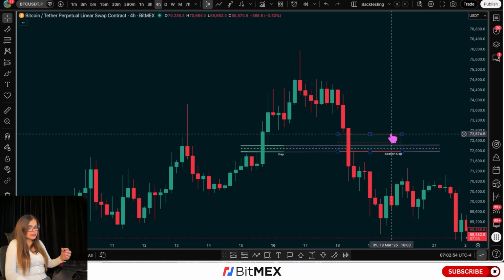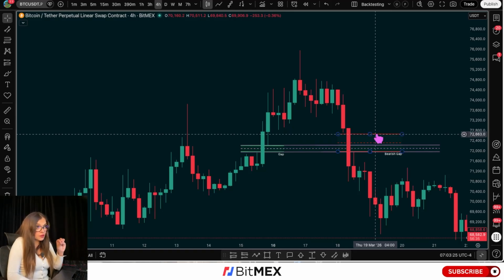So basically it is quite simple. An inverse fair value gap is when a fair value gap in the opposite direction fails to hold as support or resistance, and there's another fair value gap on the opposite side that's created, making it an inverse fair value gap.